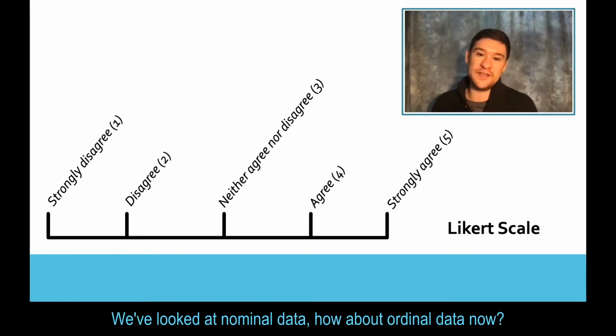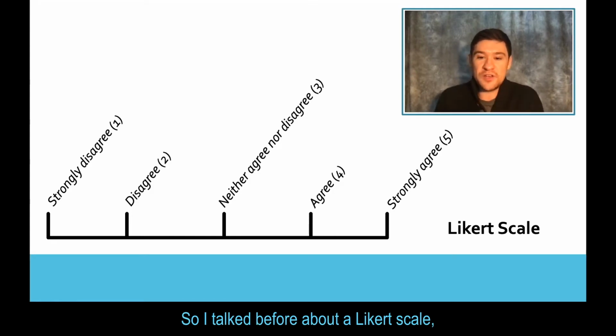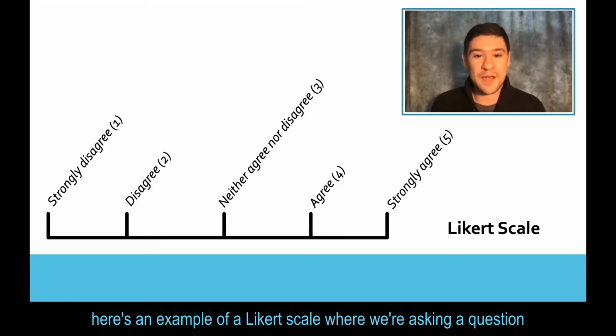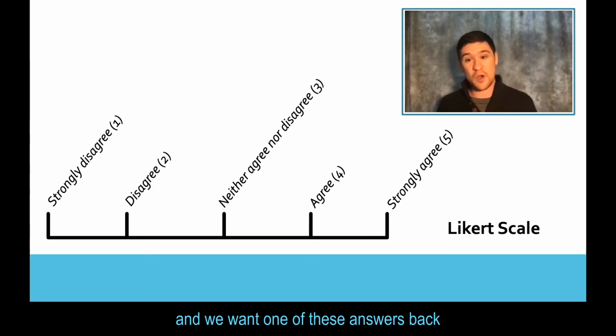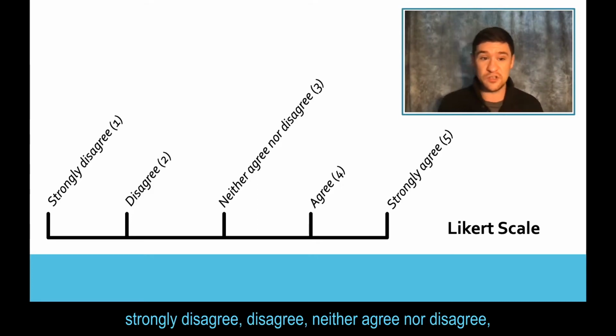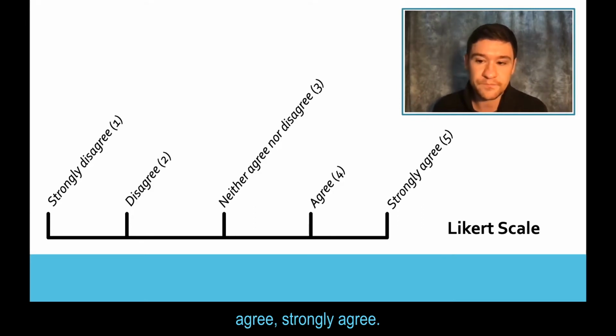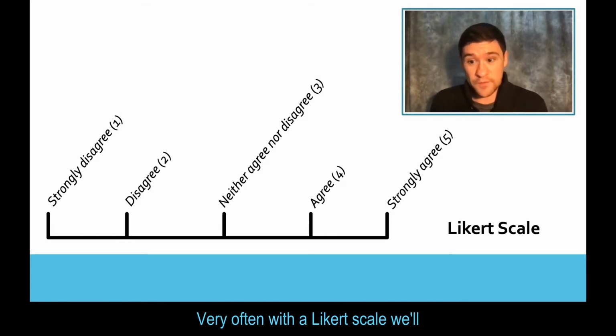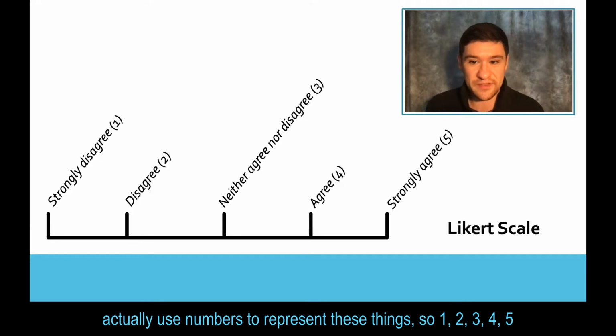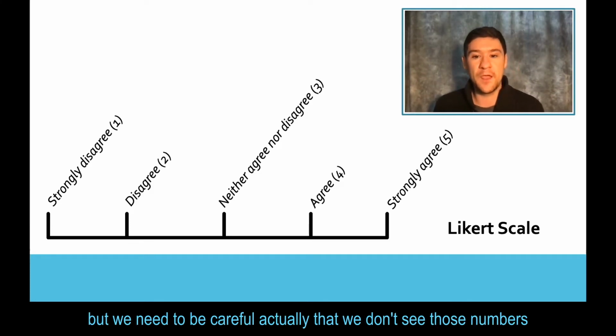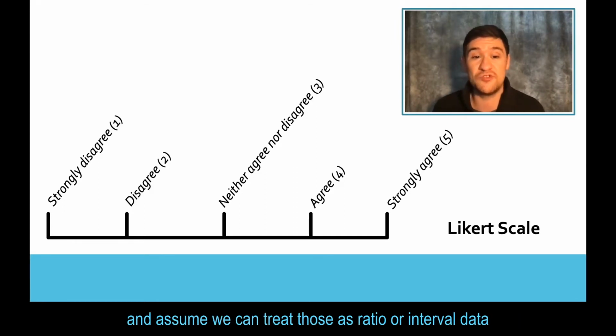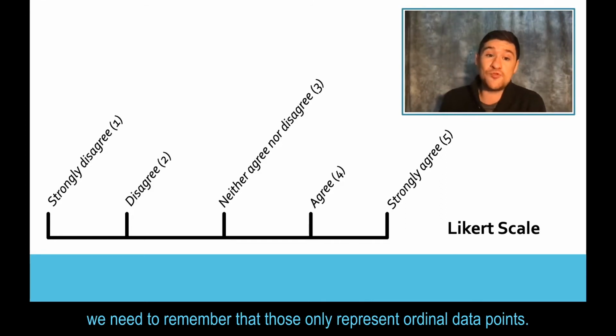We've looked at nominal data. How about ordinal data now? So I talked before about a Likert scale. Here's an example of a Likert scale where we're asking a question and we want one of these answers back. Strongly disagree, disagree, neither agree nor disagree, agree, strongly agree. Very often with a Likert scale, we'll actually use numbers to represent these things. So 1, 2, 3, 4, and 5. But we need to be careful that we don't see those numbers and assume we can treat those as ratio or interval data. We need to remember that those only represent ordinal data points.